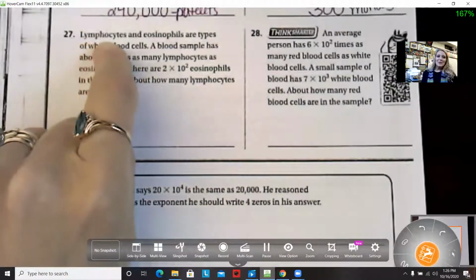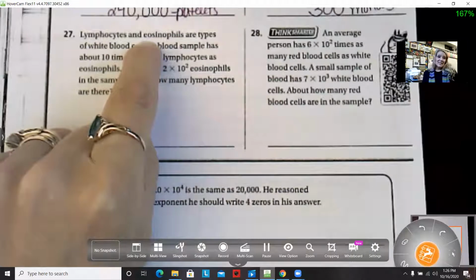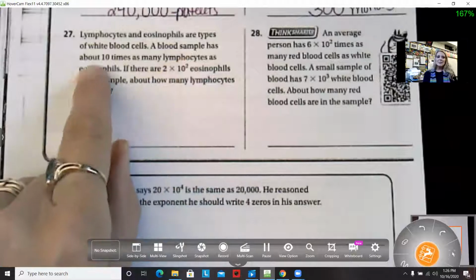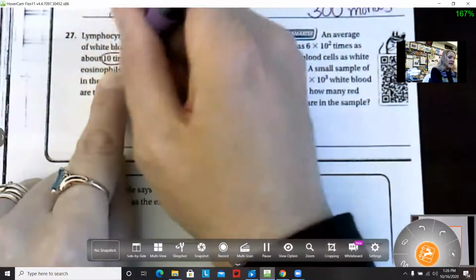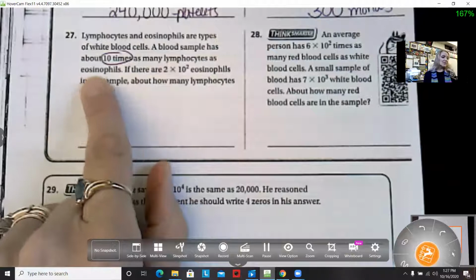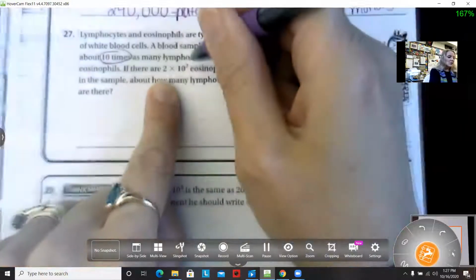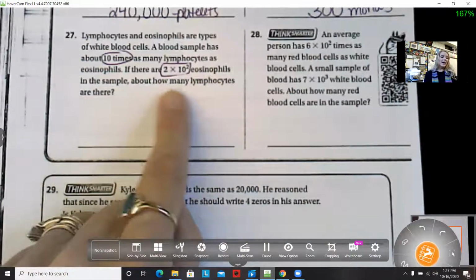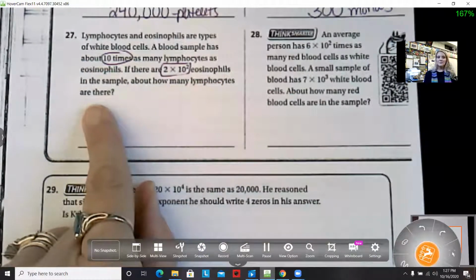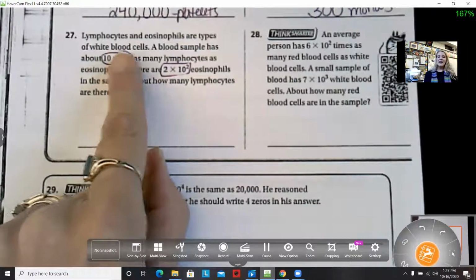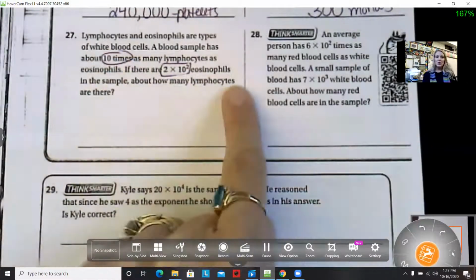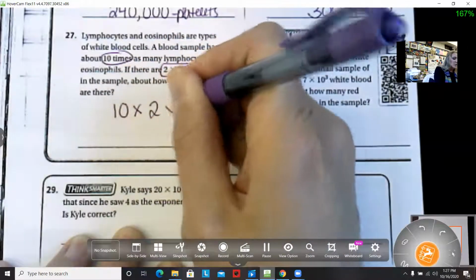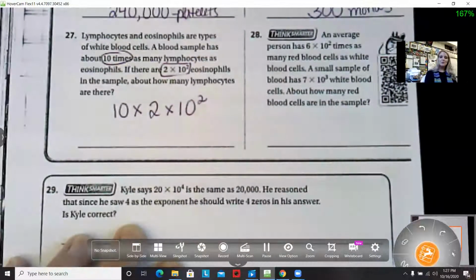Okay, number 27, lymphocytes and eosinophils are types of white blood cells. A blood sample has about 10 times as many lymphocytes as eosinophils. If there are 2 times 10 to the second power eosinophils in the sample, how many lymphocytes are there? So it's 10 times as much as this. So let's write it all together, nice and neat going across. 10 times 2 times 10 to the second power.